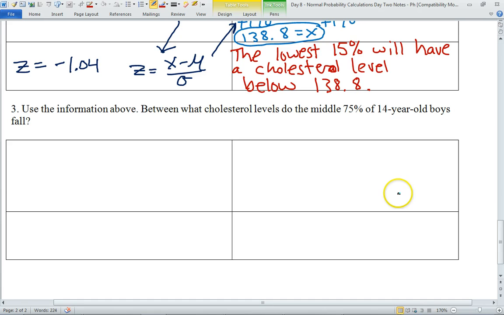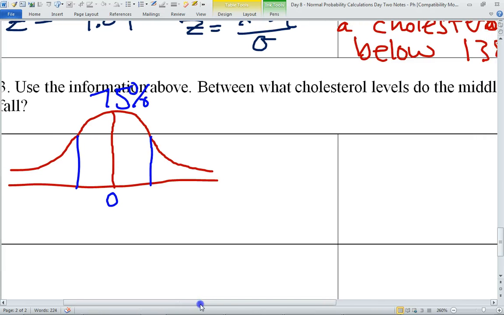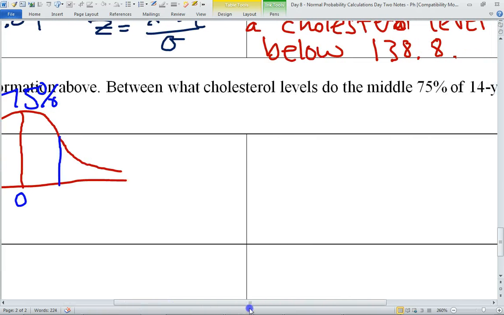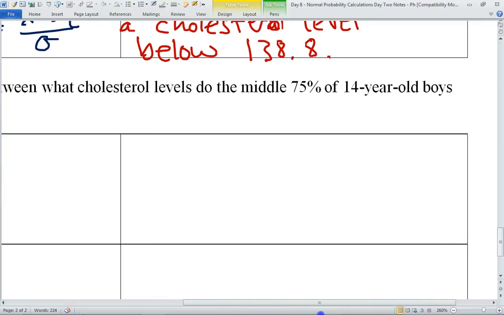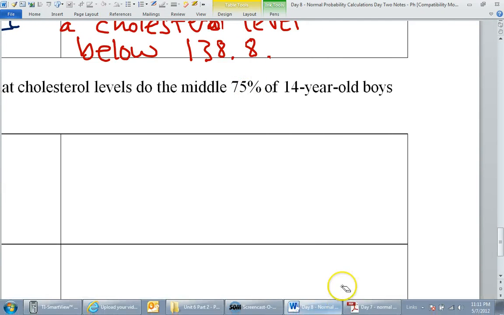You should be able to do number 3 on your own. Alright, I am going to post this on... Actually, on second thought, number 3 is pretty tricky. So, pay careful attention. You're probably going to need some help on this. We're supposed to find between what cholesterol levels do the middle 75% fall.